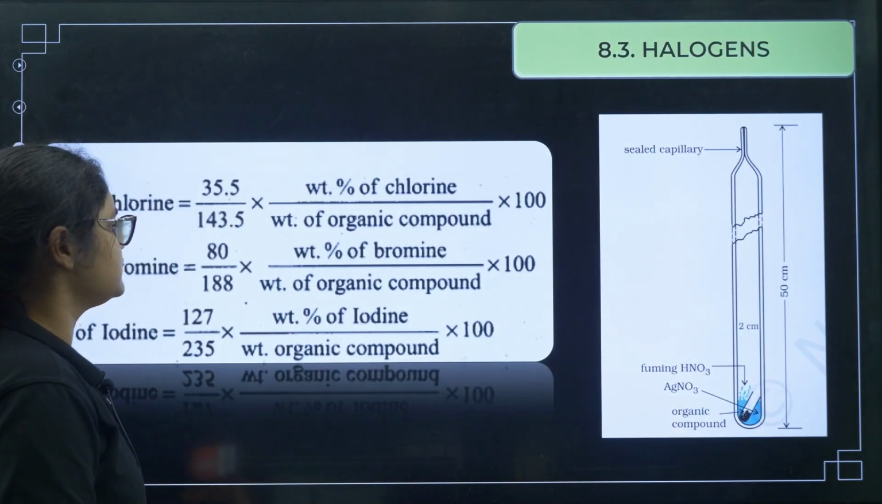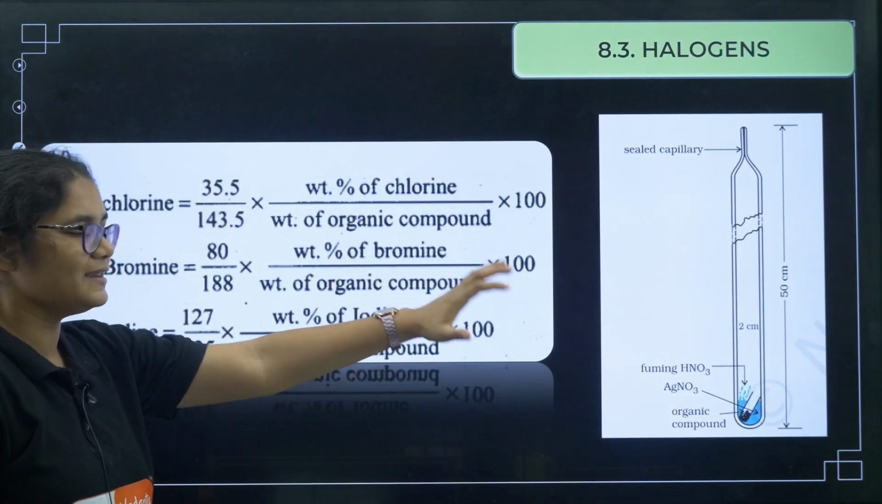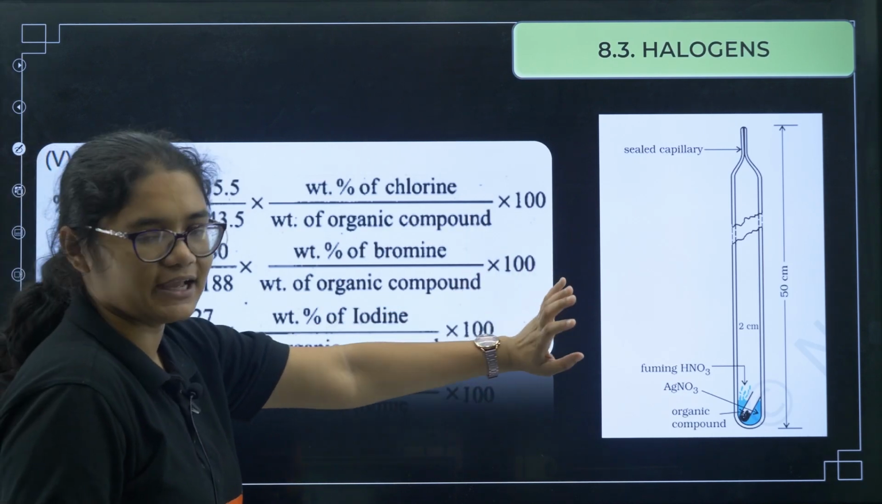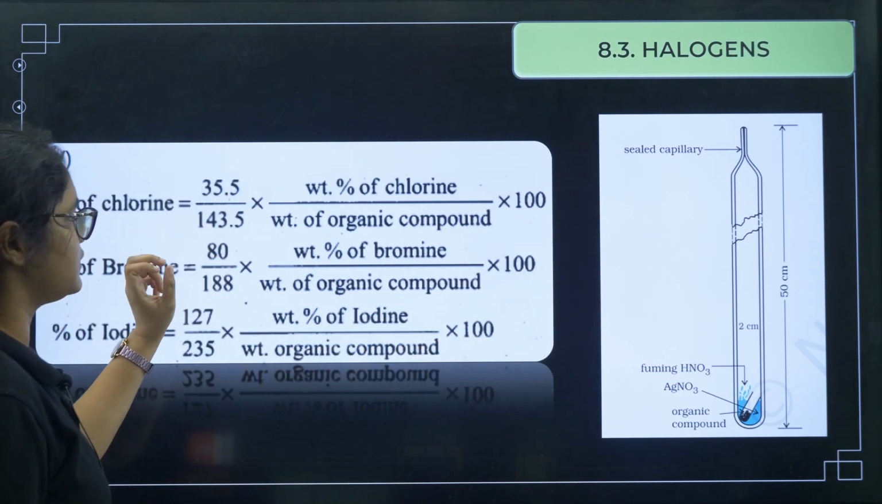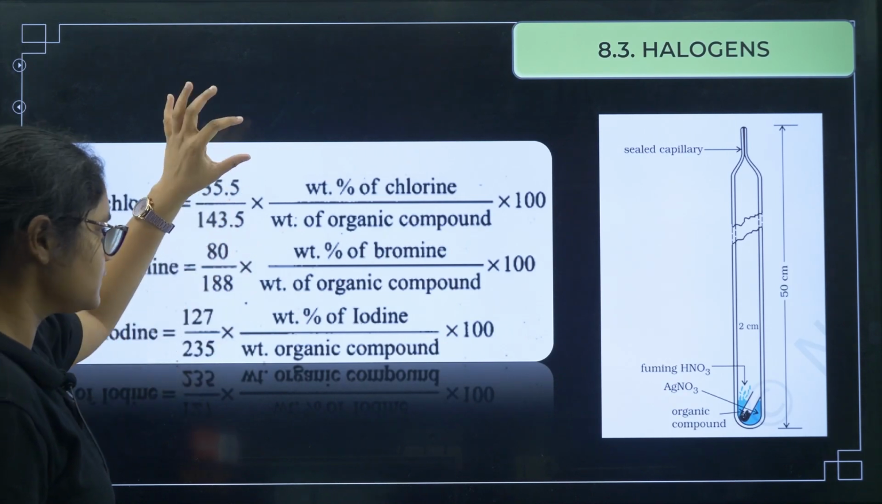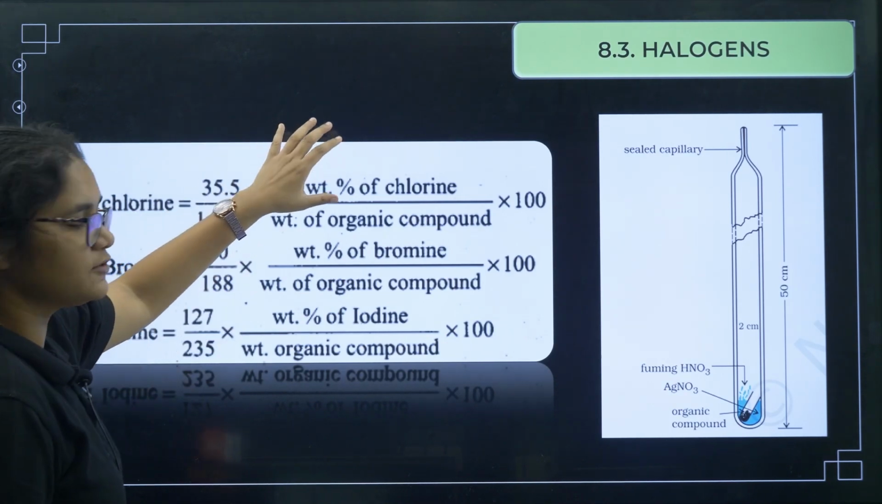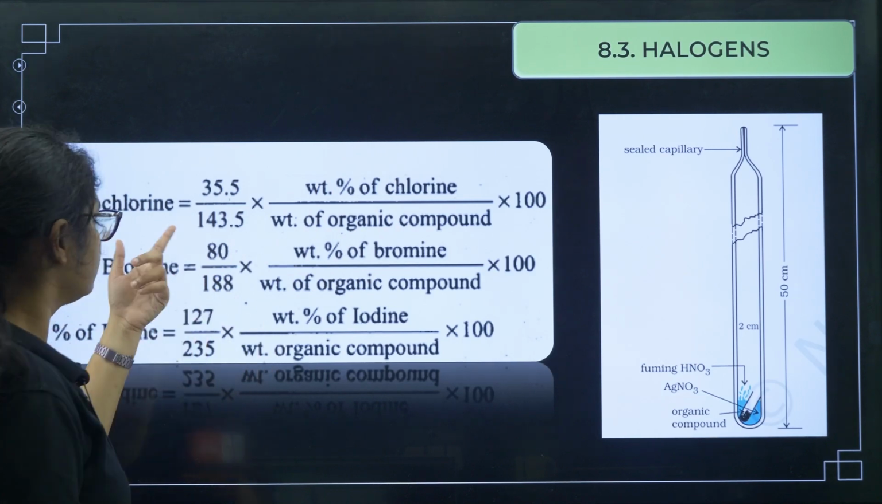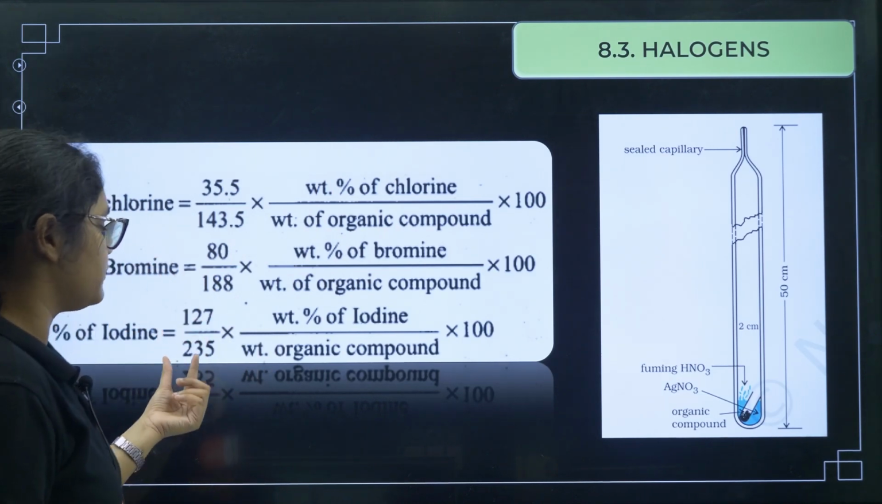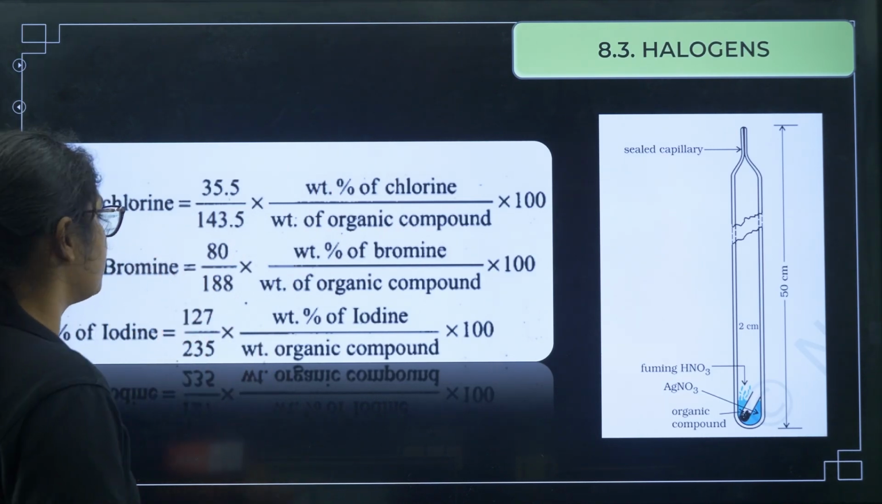Next, coming to halogens. You know how it will be done. Carius method is used. The same thing: AgCl, AgBr will form. For chlorine, it is 35.5 by 143.5 into the mass of the AgCl formed, divided by the weight of the organic compound. Similarly, 80 by 188 for bromine and 127 by 235 for iodine. So this is how it is formed.